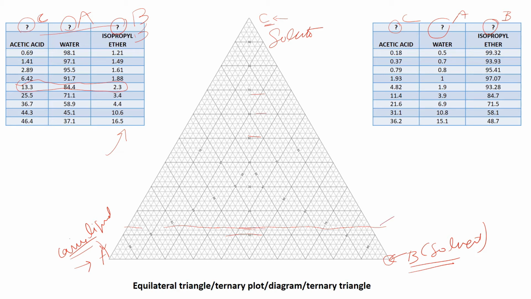So this line is 13.3 percentage of your C solute, and then your water is 84.4. Water is nothing but carrier liquid, so this is your 90 percentage A, this is 80 percentage A. So 84 will be, this is 82, 84, somewhere around here. And this is the line we already drew. This is 13.3 percentage of C.